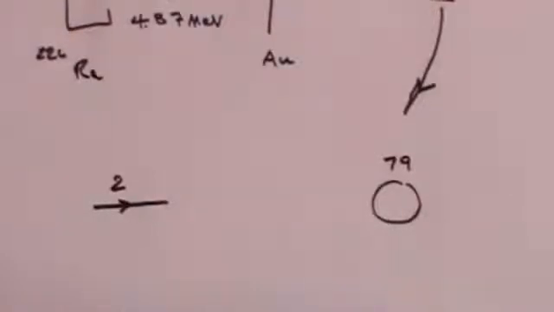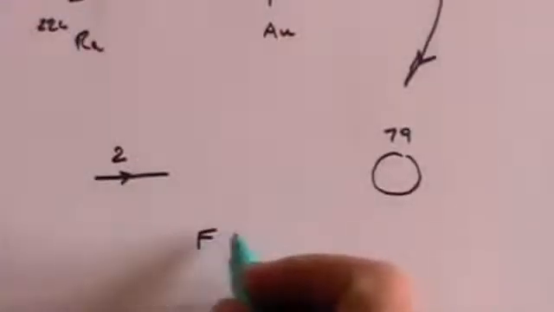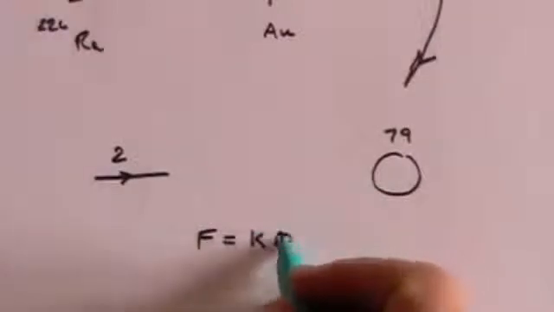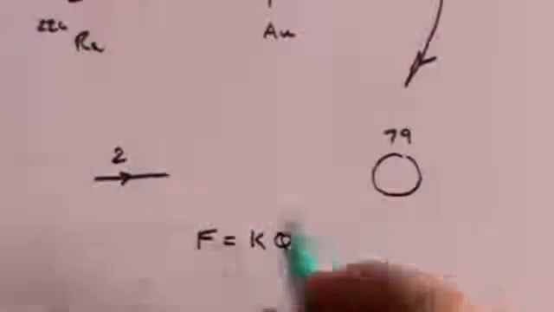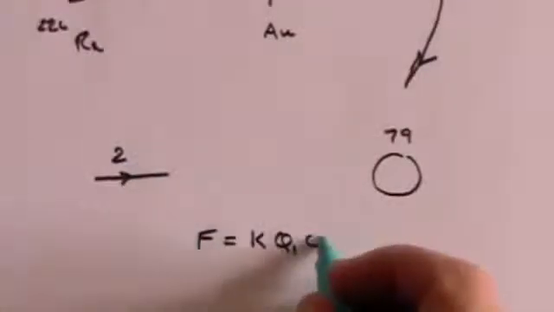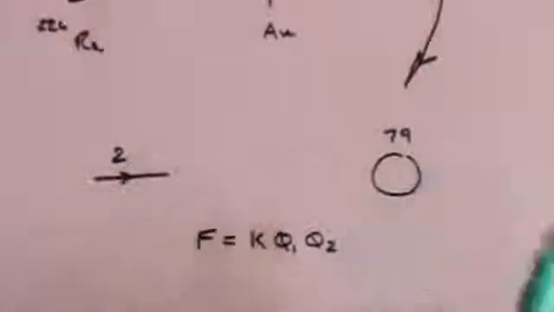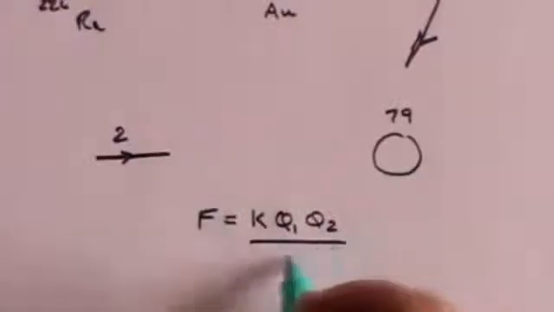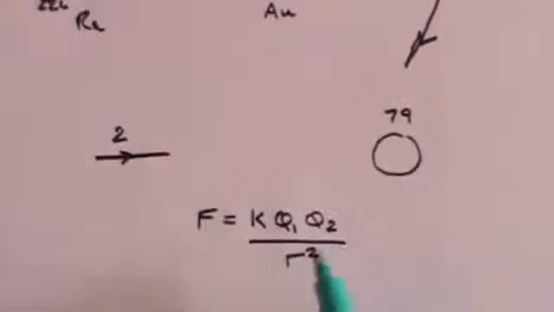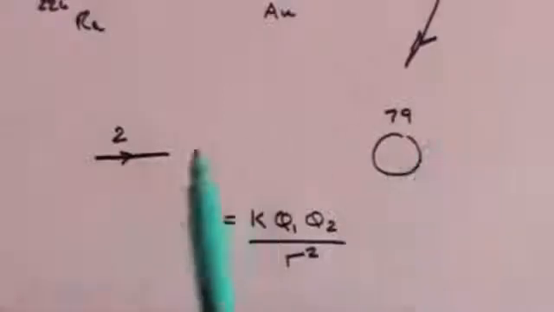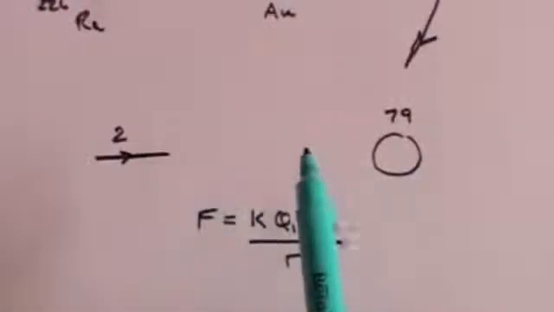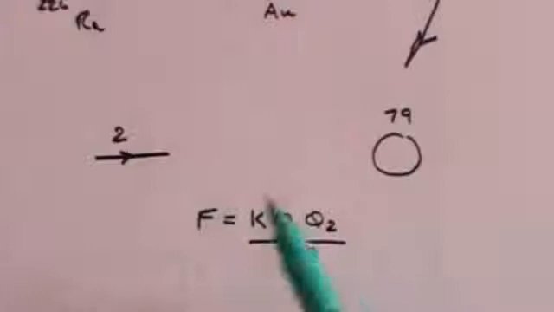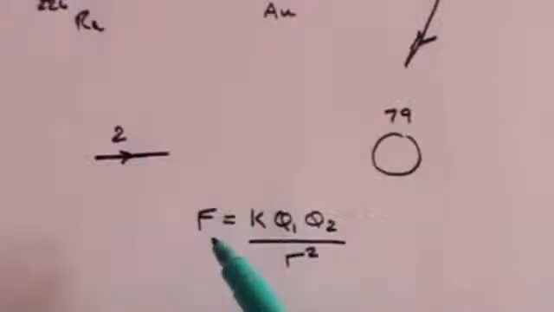79 positively charged protons. There is therefore going to be a force between the two, and that force is equal to a constant times the charge on one particle, that's the alpha particle, times the charge on the other particle, that's the gold nucleus, divided by r squared, where r is the distance between the two. So as you get closer, as the distance between them decreases, the force between them will increase. And it's a force of repulsion.